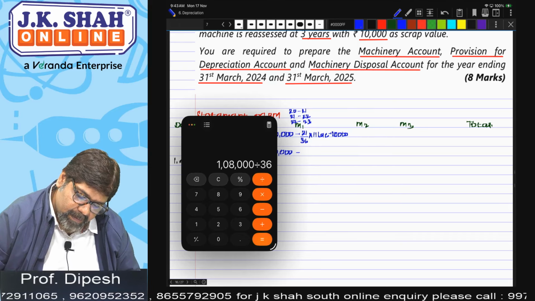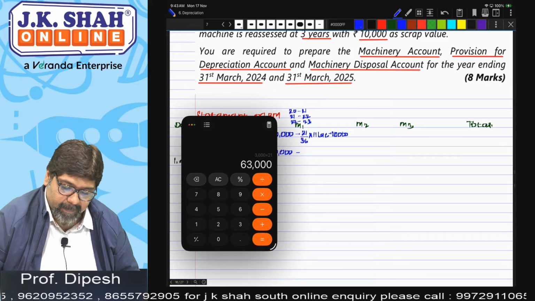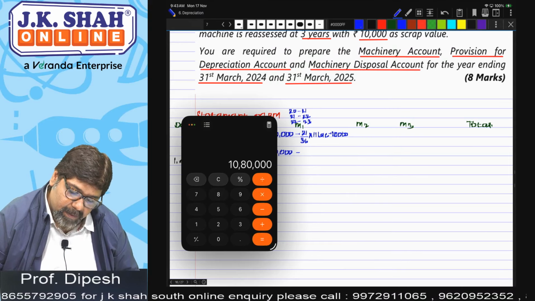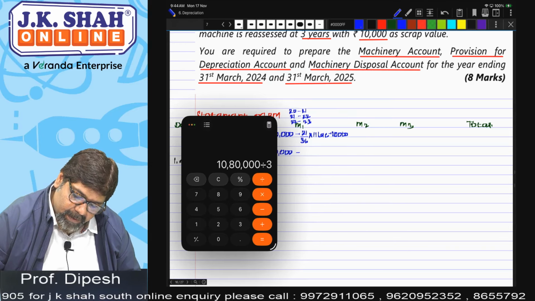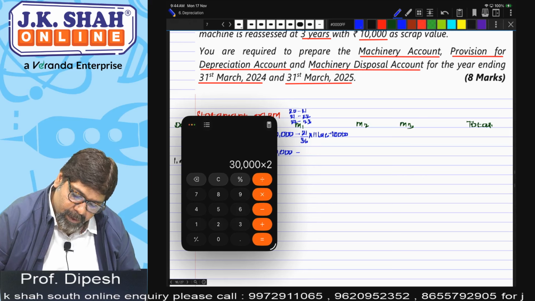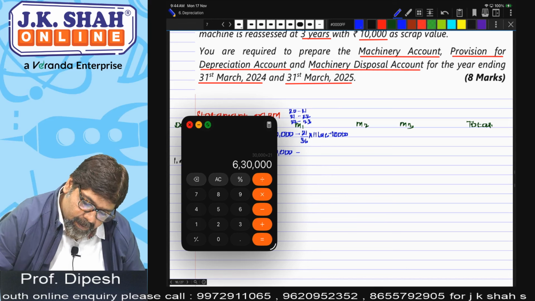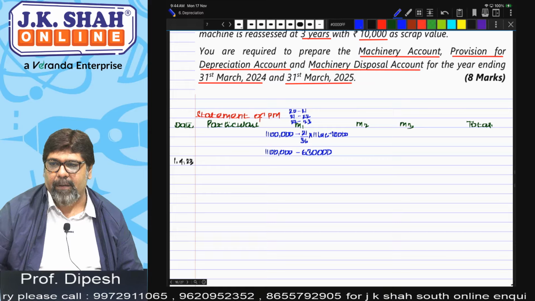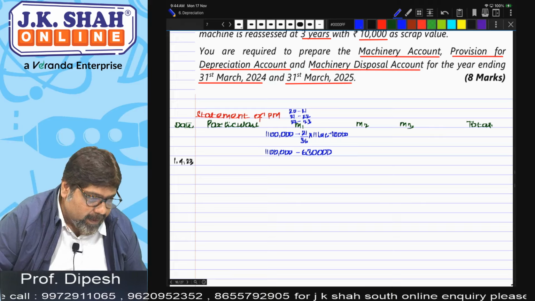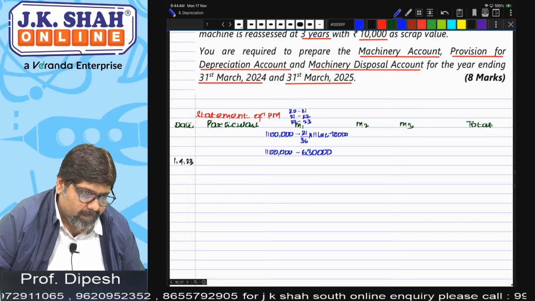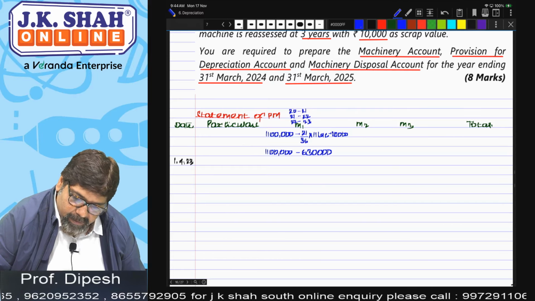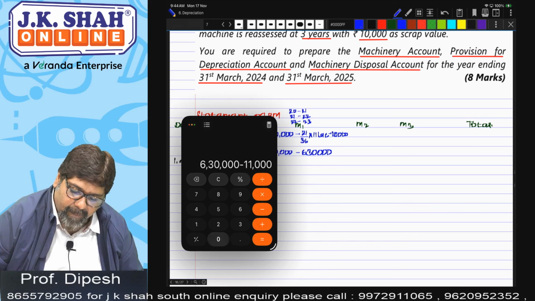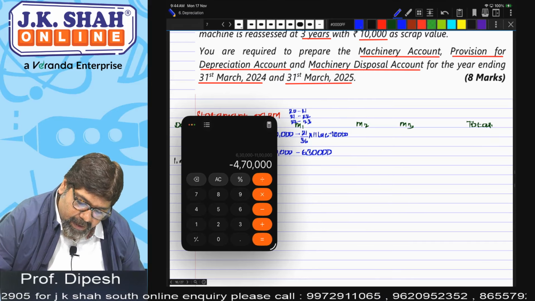10,80,000 divided by 36 into 21. 6,30,000. Now chartered, tell me 6,30,000. So what is the value of the asset remaining? Minus 11 lakhs. So the value of the asset remaining is 4,70,000.